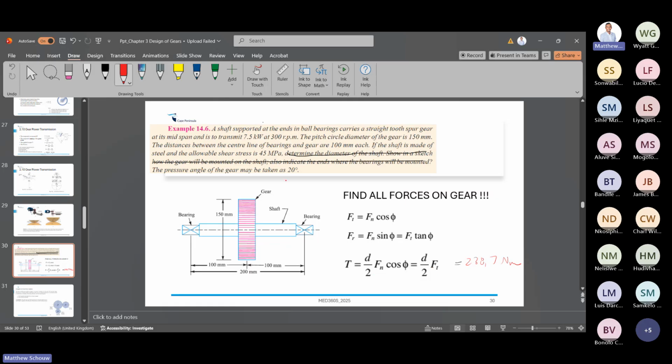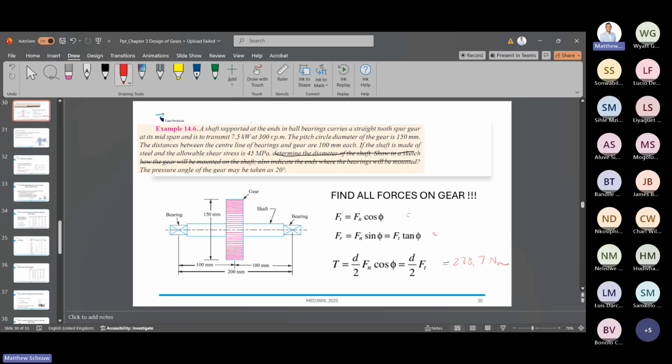Pressure angle is 20 again. There are many ways to do this. If you find FN, everything else will be easy. Then you can just find this easily. You're nearly there, guys. Let's just get this done. Then I'll see you again on Thursday.